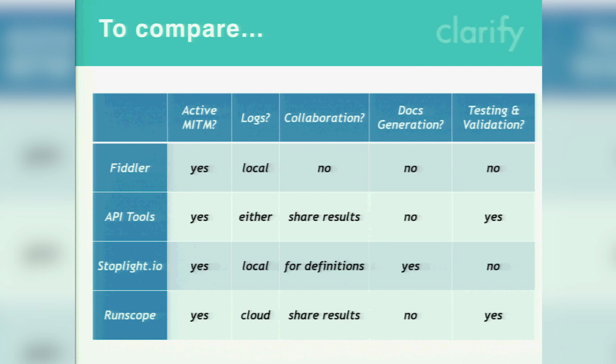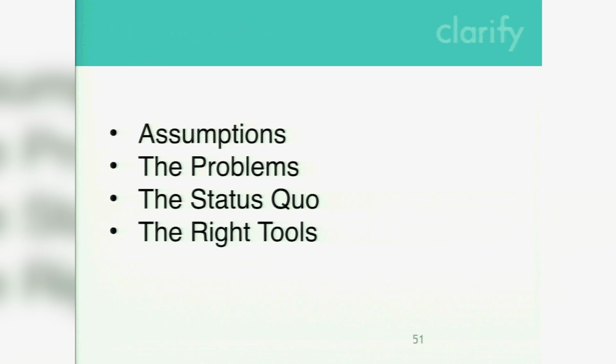But from there, we can say, okay, if we want the logs local, Fiddler and Stoplight will do that. API tools is either run in the cloud, RunScope's in the cloud. Docs generation, Stoplight is the only one that does that at this point. Testing and validation, RunScope sort of wins out. So depending on what your needs are, depending on where you are, either internal to the organization or external testing a vendor, there's probably a tool for you.